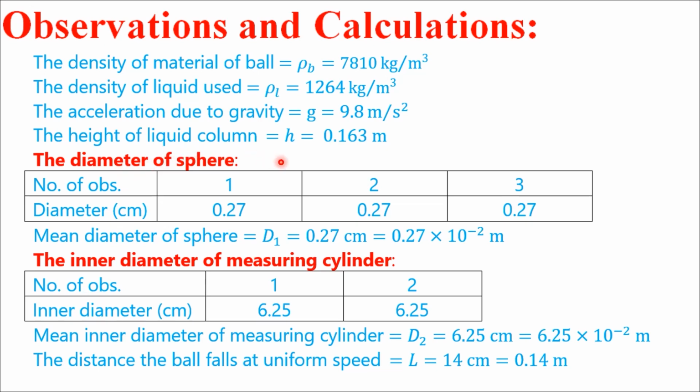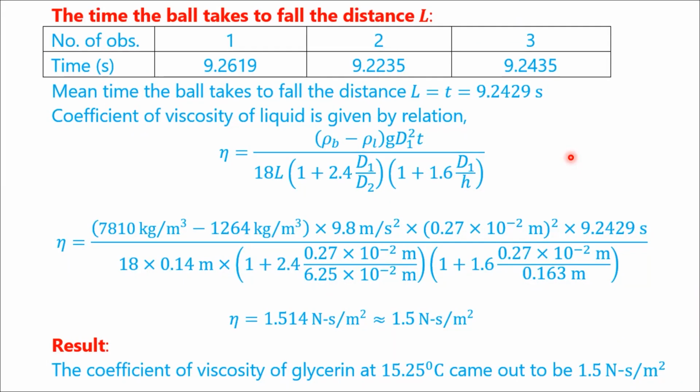The height of liquid column h is equal to 0.163 meter. We have observed the diameter of sphere which was 0.27 multiplied by 10 raised to the power minus 2 meter. And also we have observed the inner diameter of measuring cylinder which was 6.25 multiplied by 10 raised to the power minus 2 meter. The distance the ball falls at uniform speed is equal to 0.14 meter. The time the ball takes to fall the distance L.